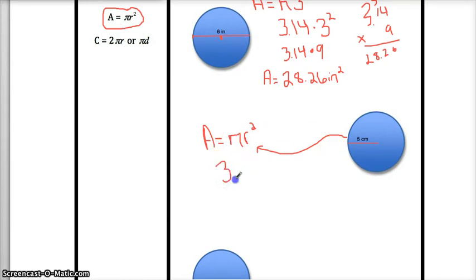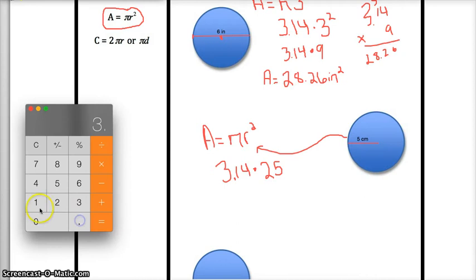3.14 is pi, 3.14. And radius is, it already tells you right here, is 5. So 5 squared is 25. Now you need to do 25 times 3.14 to see what you get. I'm going to do it on my calculator.